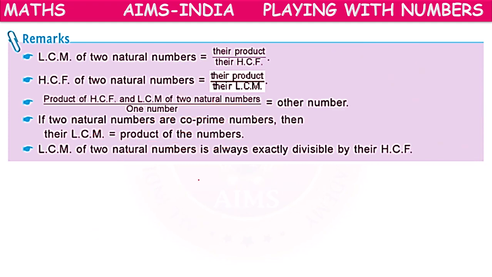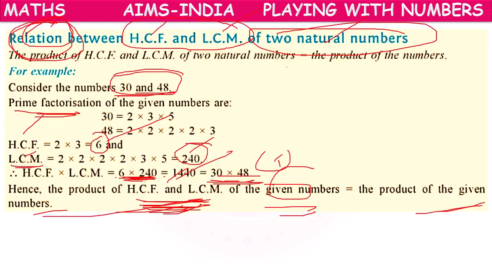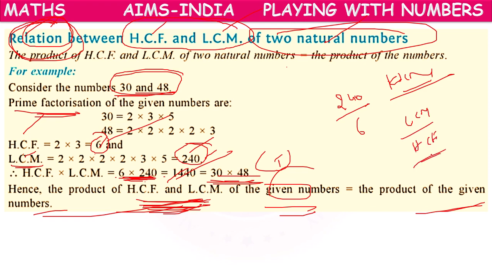The LCM of any two natural numbers is always divisible by their HCF. Here we have HCF 60, LCM 240. So this 240 is divisible by 60. Means the LCM is always divisible by HCF, or HCF is a factor of LCM.